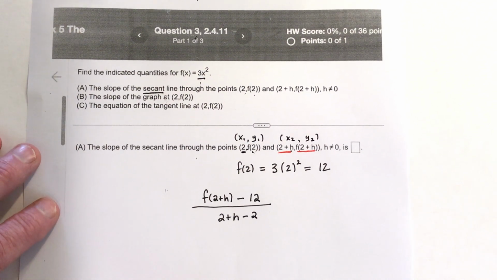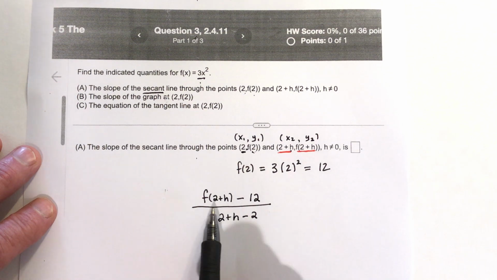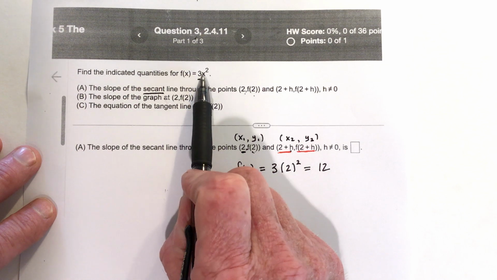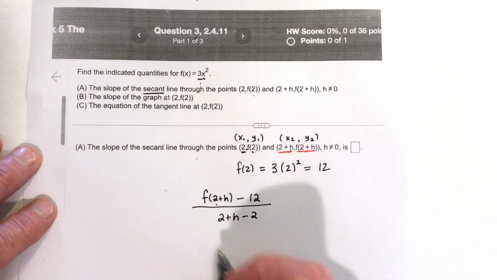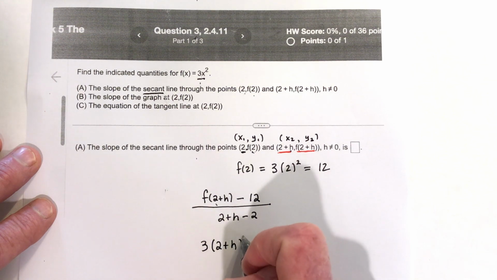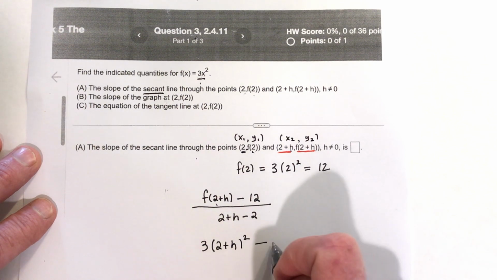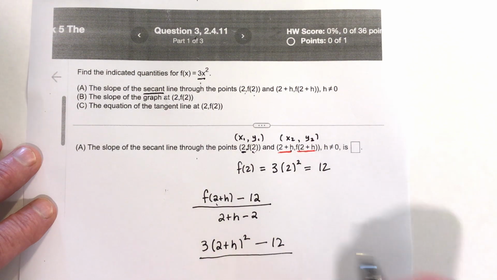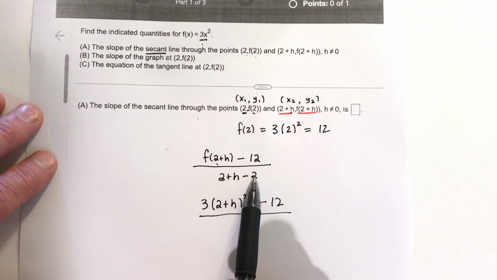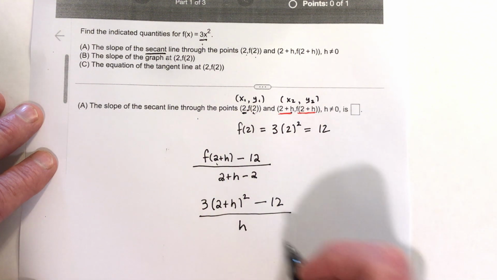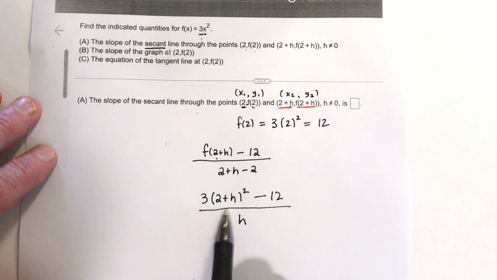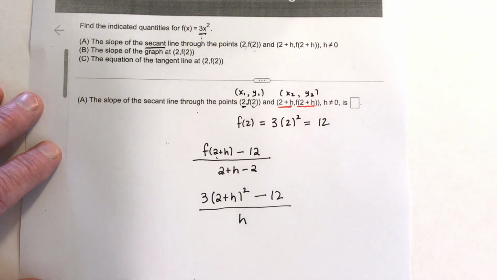Now actually simplify this. So this part means take 2 plus h, put that in there, so I'll have 3, and then replace the x with 2 plus h. So we'll have 3, and then 2 plus h is squared, minus a 12, so there's the top. And then on the bottom, this 2 and this minus 2 are going to cancel, so there's only an h on the top. And then we need to do algebra. So squaring 2 plus h.